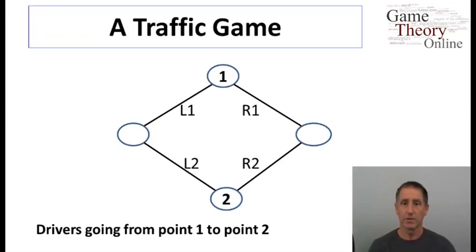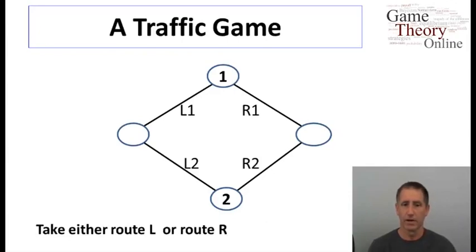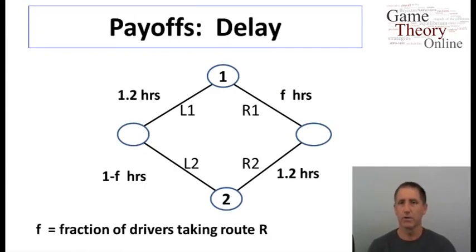The many drivers all start in location 1 and want to go to location B, and they can go through either the left or the right. Their choice of strategies is very simple, and their preferences are also fairly straightforward. They're all defined by the delay they incur. But the delay is constructed in the following way.